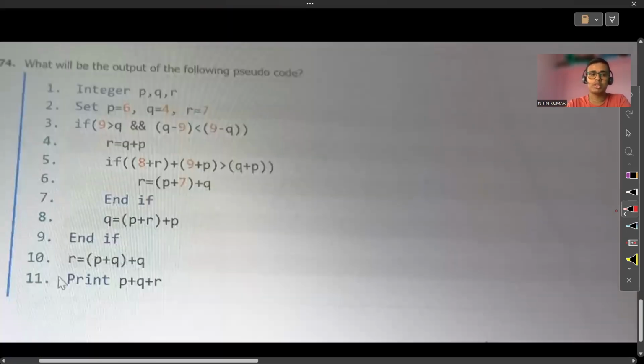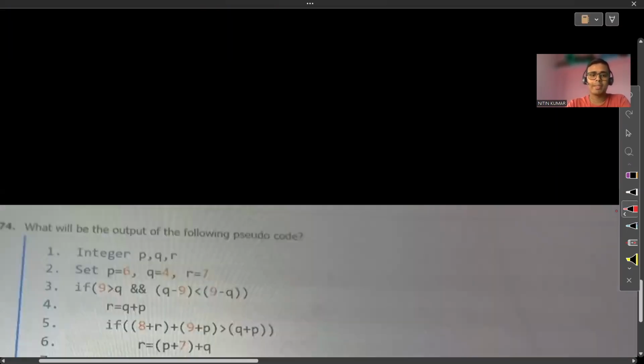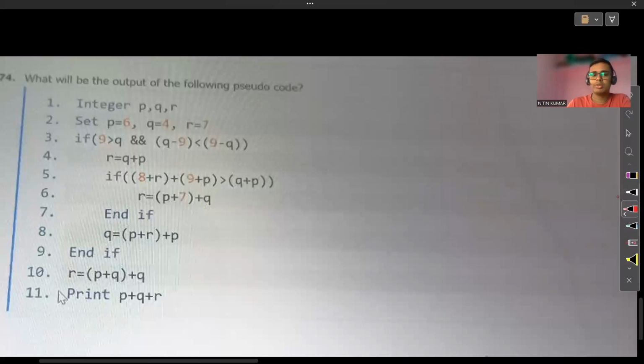Now we are moving to the third pseudocode. Okay. Now, come down here. Here it is written that again initialization is done of three variables. The three variables are P, Q, and R. And again, the values initialized are P as 6, Q as 4, and R as 7.